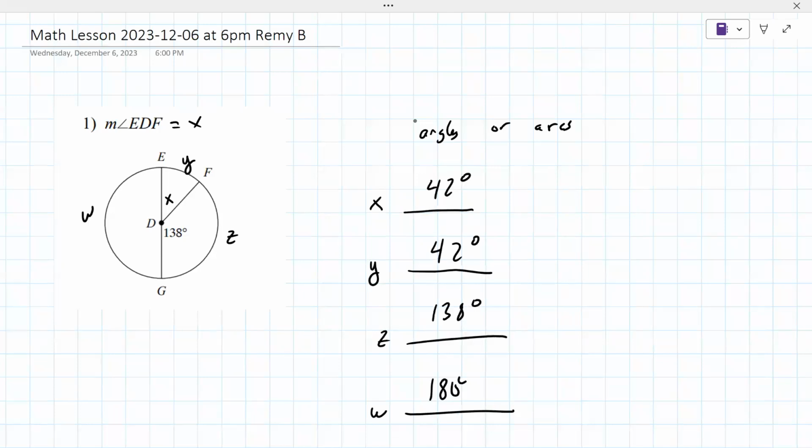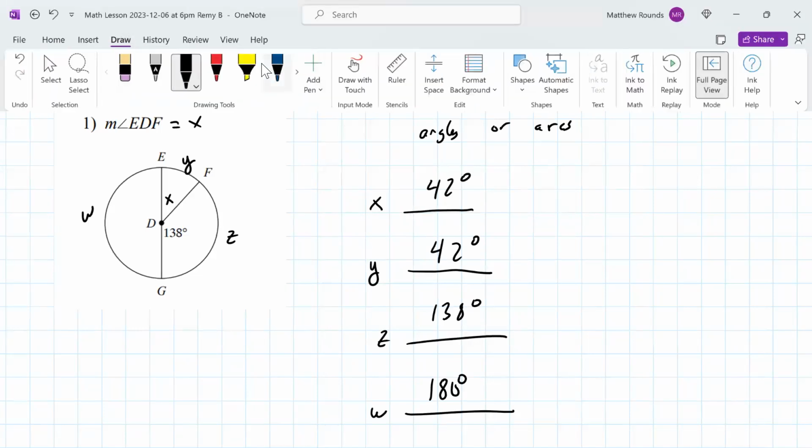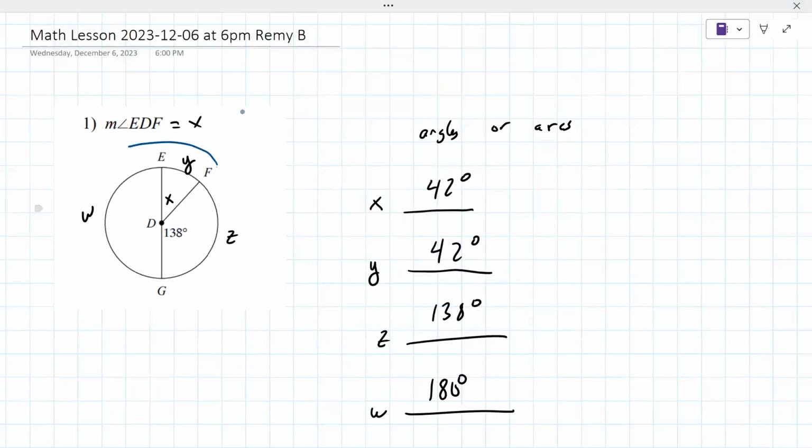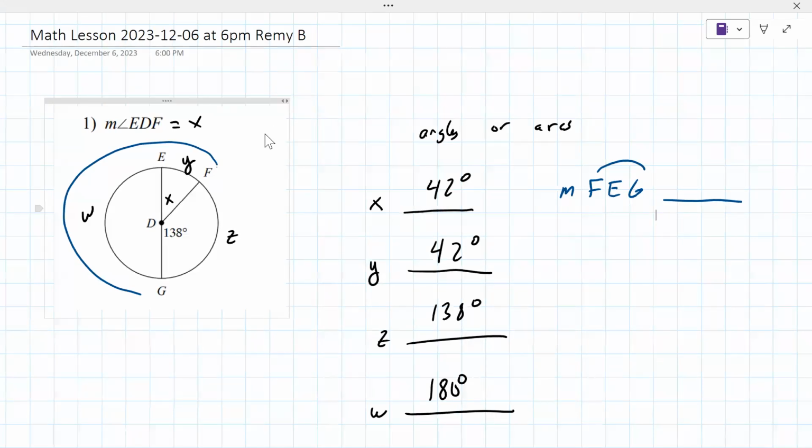180. Very good. Now I can also ask you, and that's why I did this problem, because we're reviewing here. I could ask you something like this one right here. I could say, what's the measure of F to E to G, like that. From F to E to G.